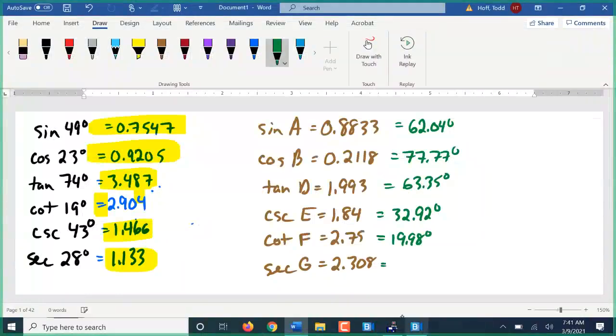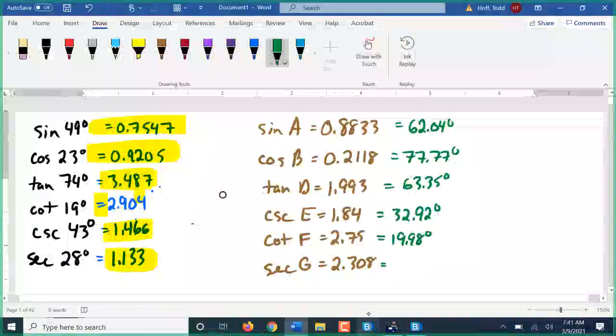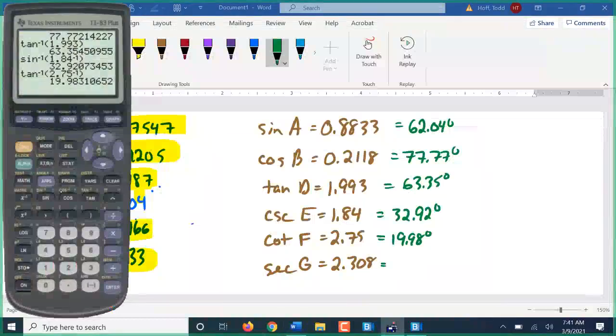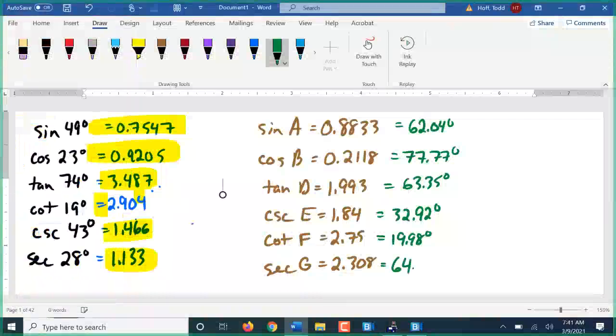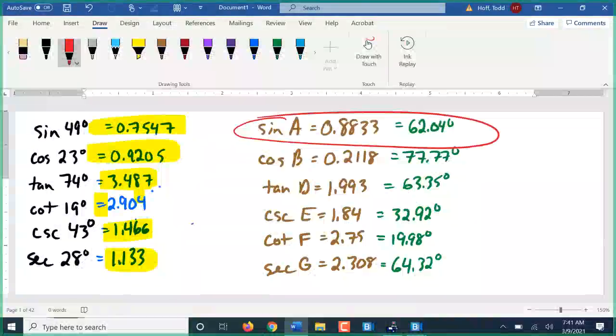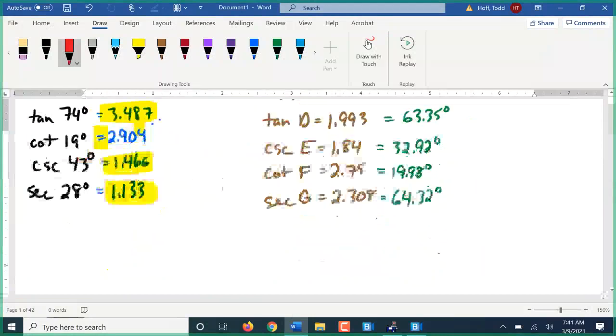And for secant, it's cosine, so second cosine. Put in the 2.308, and again the reciprocal goes inside the parentheses. We're at 64.32 degrees. So we were able to find those inverse functions, or find the angle if we know the value of the function, by using that process. There was one that we need to go back and note here. The sine of an angle being 0.8833.